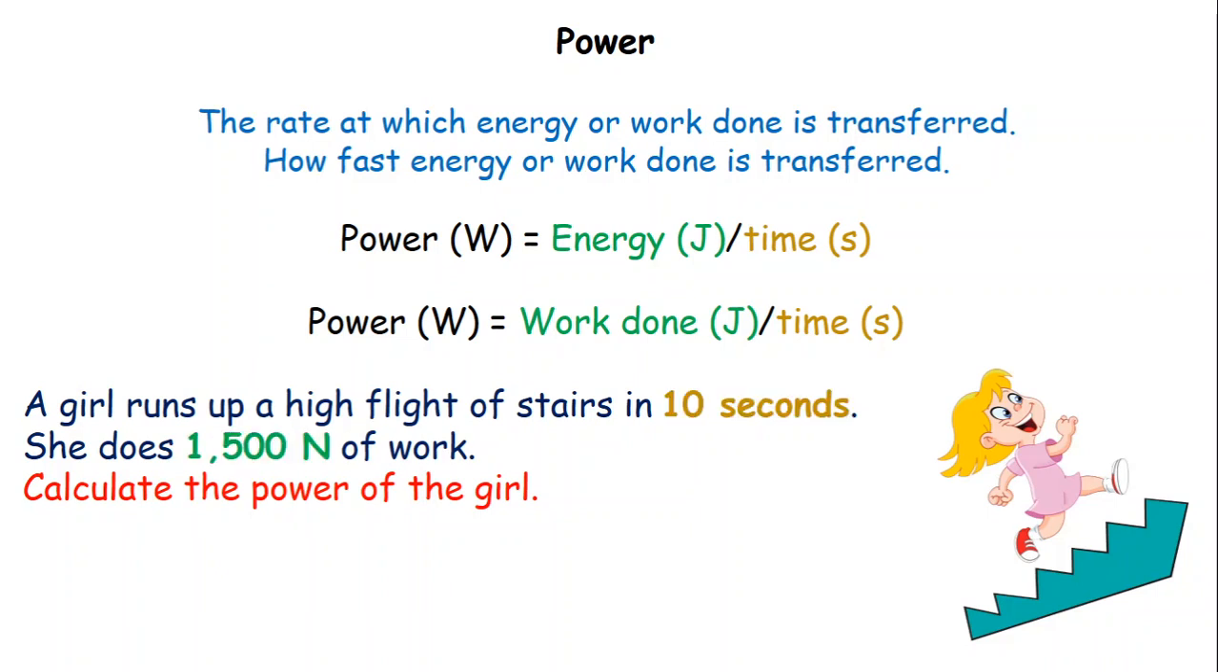So the work done for this girl is 1,500 newtons, and the time is 10 seconds. So we get power equals 1,500 newtons divided by 10 seconds, and this gives us a power of 150 watts for this girl running up the stairs. And this is all you have to know about work done and power.